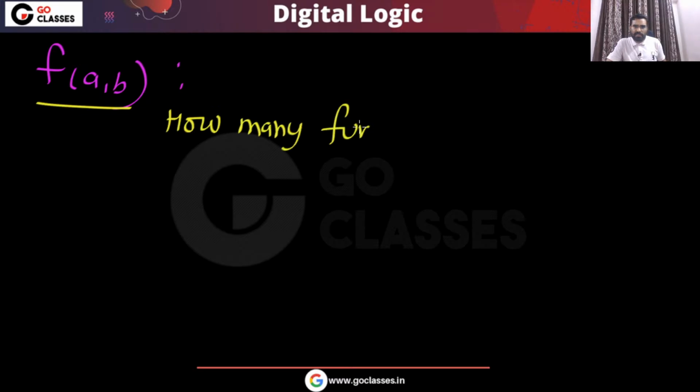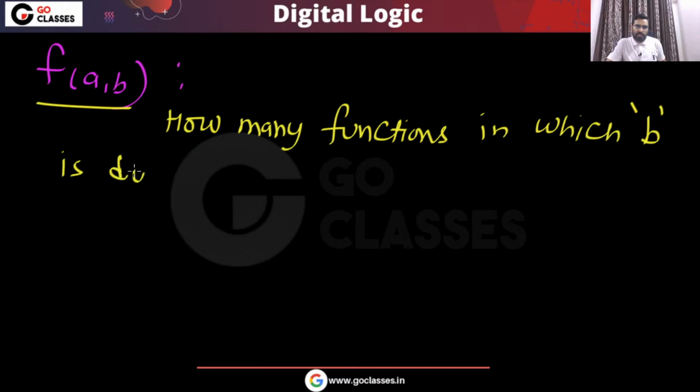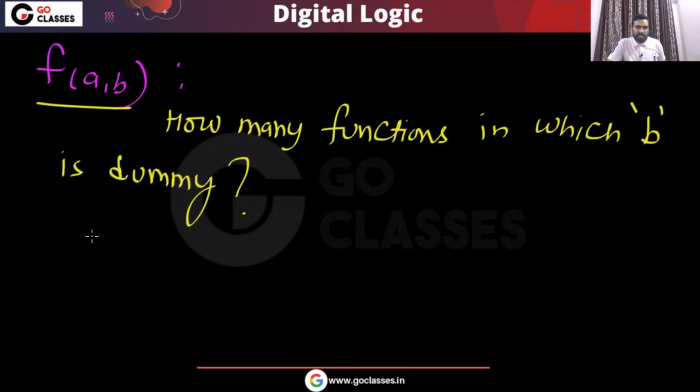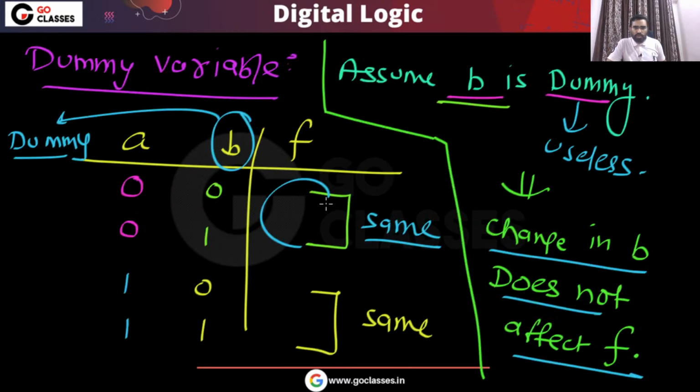How many functions in which b is dummy? B is useless. Okay, b is dummy. So how many functions? Very simple. Because if b is dummy, then you already know that these two values will be same.